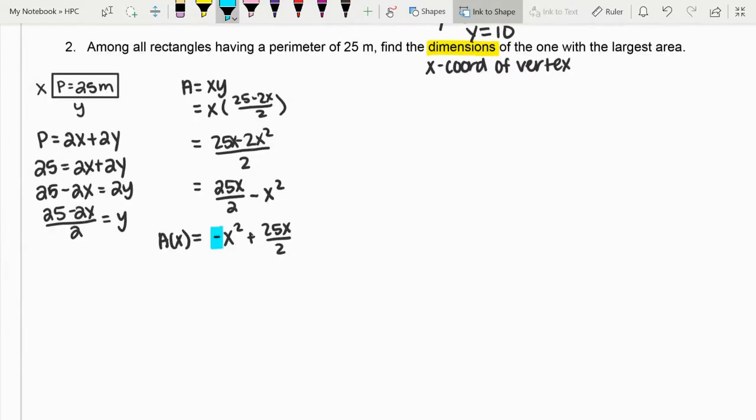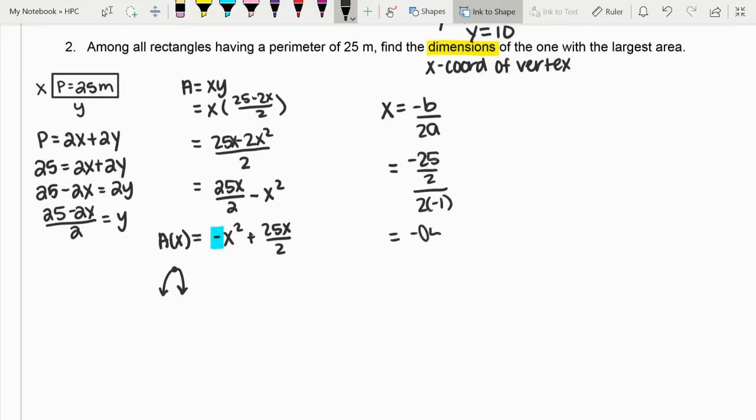Okay, you may notice that this parabola is opening down. That does make sense since we are looking for the maximum value, since we want to have the largest area. Next, it tells us up above that when we are looking for the input that gives the maximum value, we're going to use the x-coordinate of the vertex by using x is equal to the opposite of b over 2a. So the opposite of b is going to be negative 25 over 2, and then 2 times a is going to be 2 times negative 1.